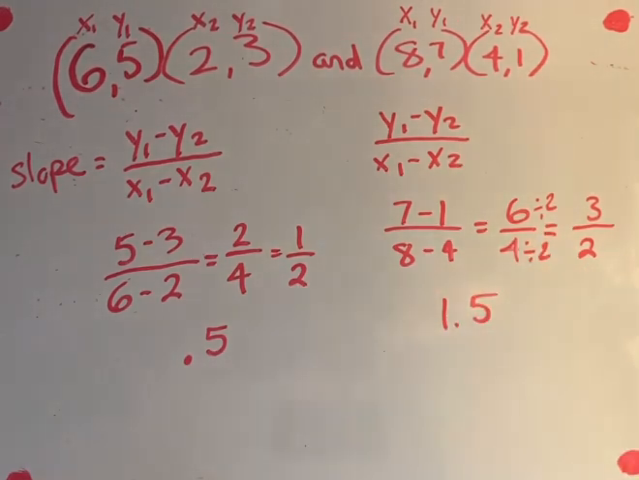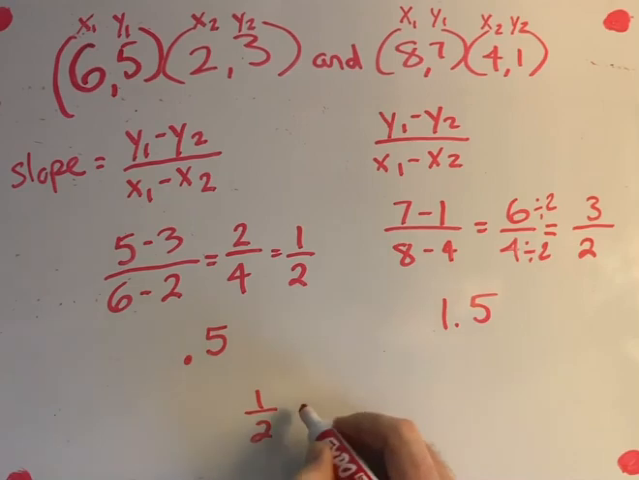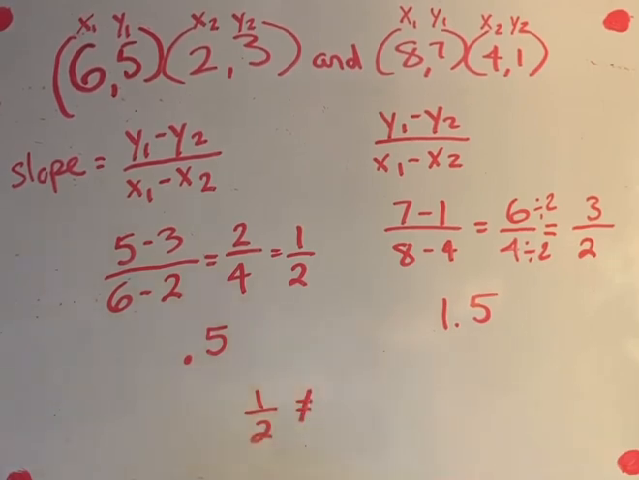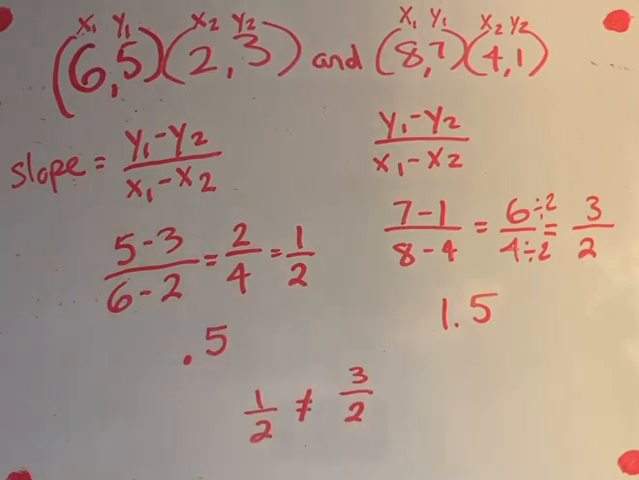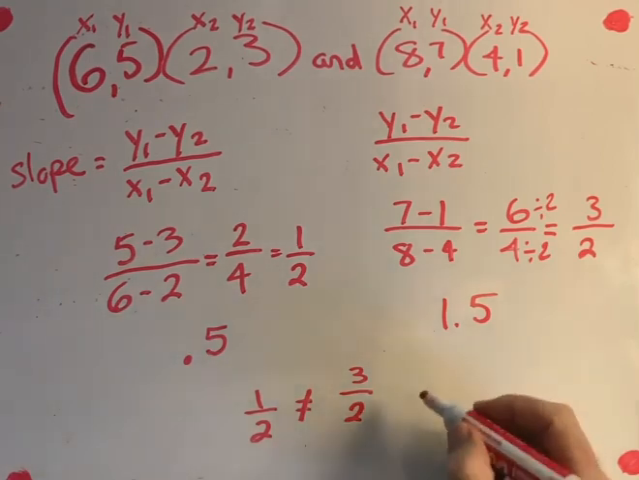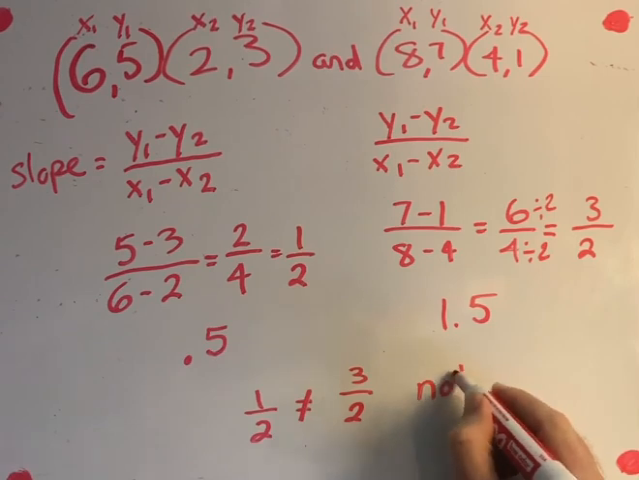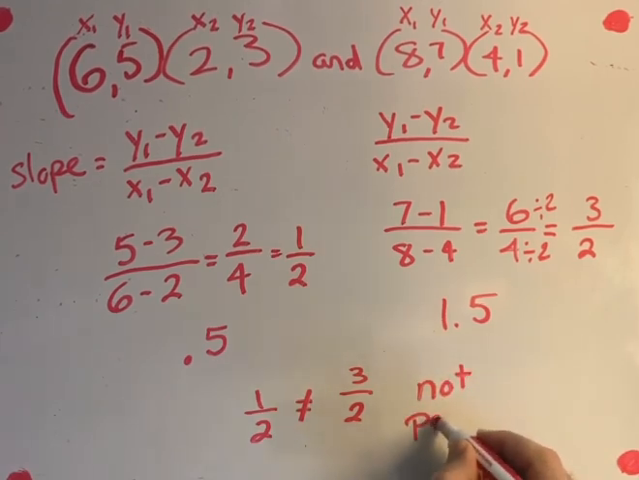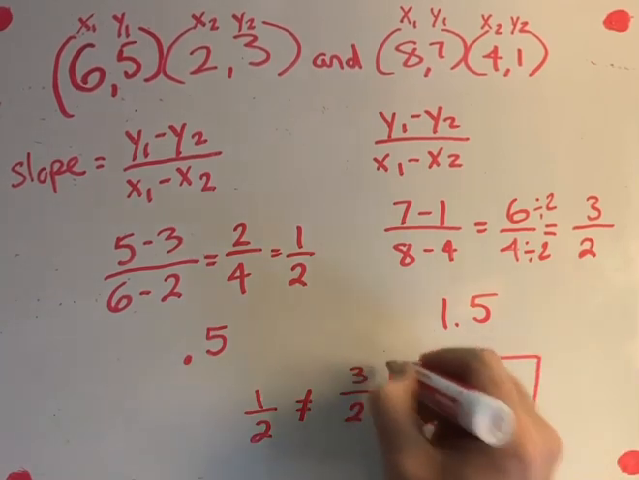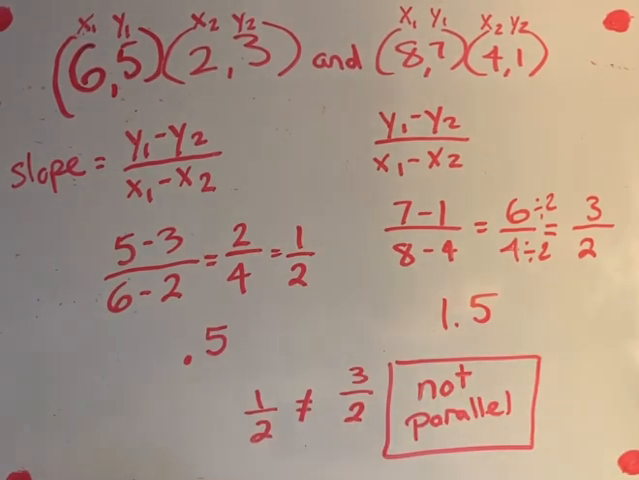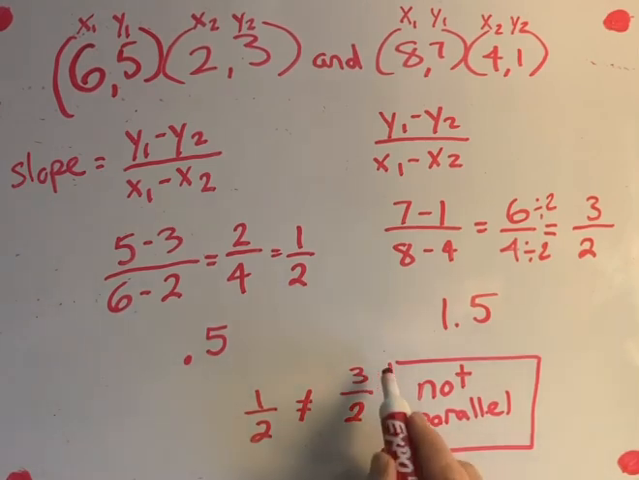So I know that 1/2 is not equal to 3 over 2. So these are not parallel. Okay? So for your answer, you need to show that the slope of line 1 is 1/2, the slope of line 2 is 3 over 2, and that they are not parallel.